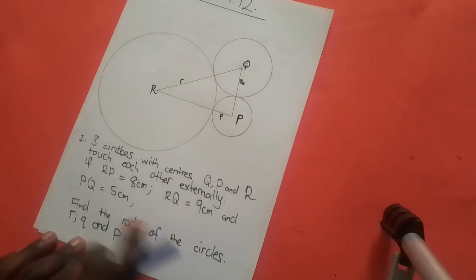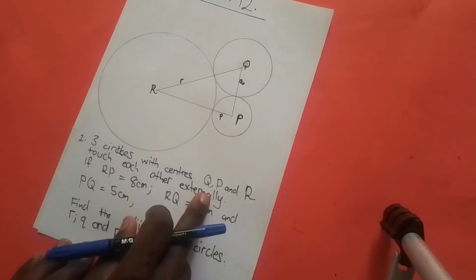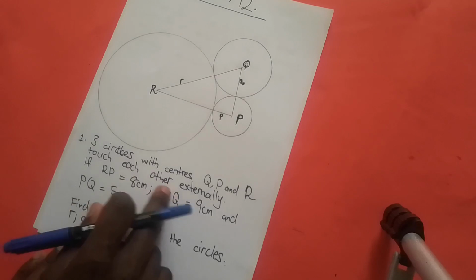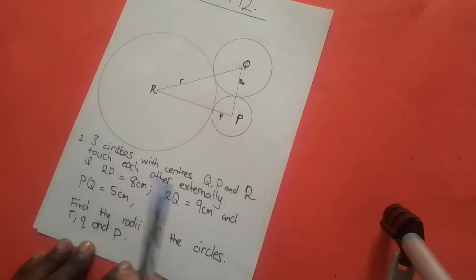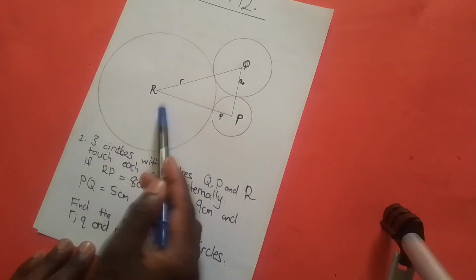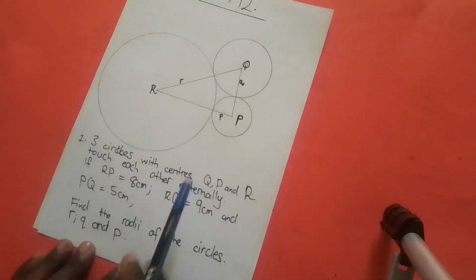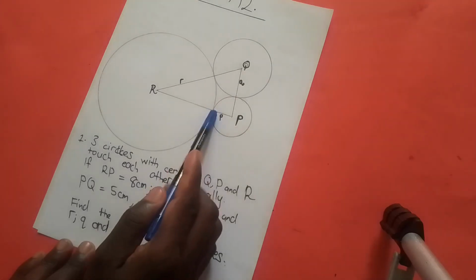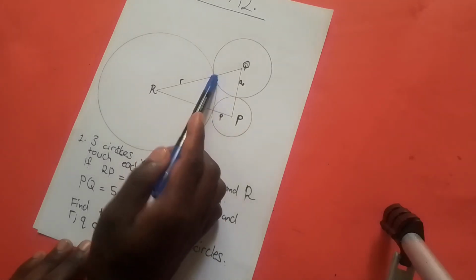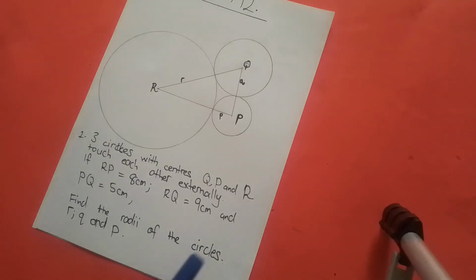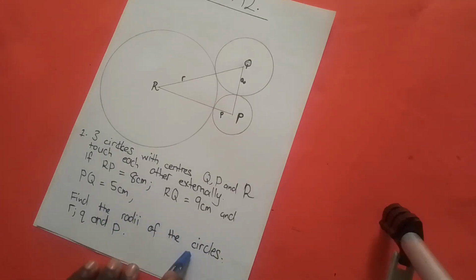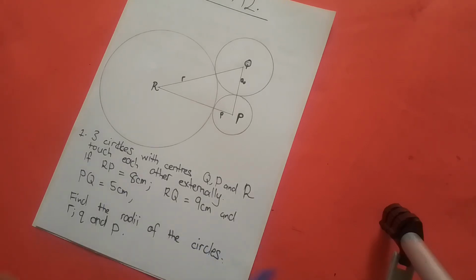The question is saying that three circles with centers Q, P, R touch each other externally. So we have this circle, center R, this circle, center Q, and this small circle, center P. Touch each other externally, which means we have points of contact: this point of contact and this point of contact. In brief, the question is saying to find the radii of all the circles, R, Q, and P, the small letters now.